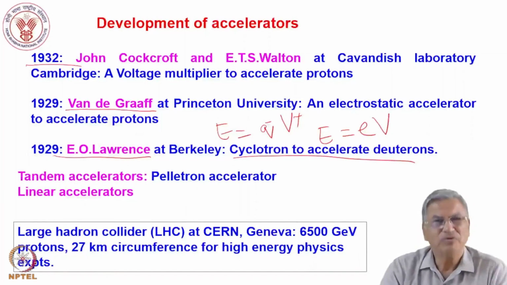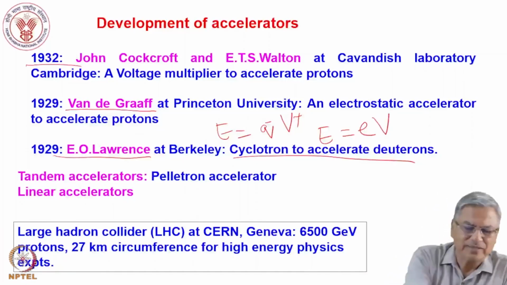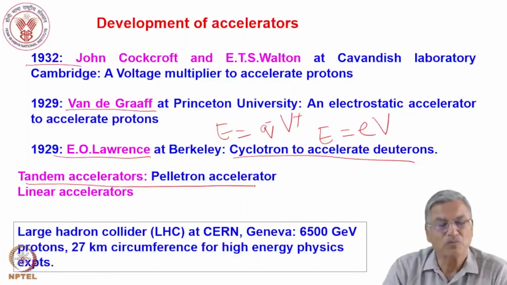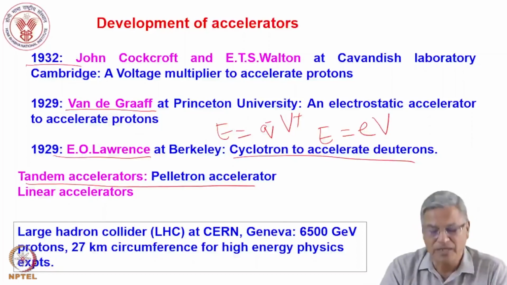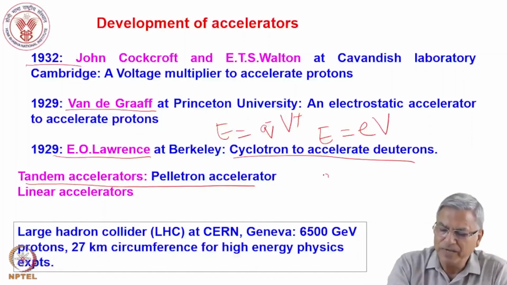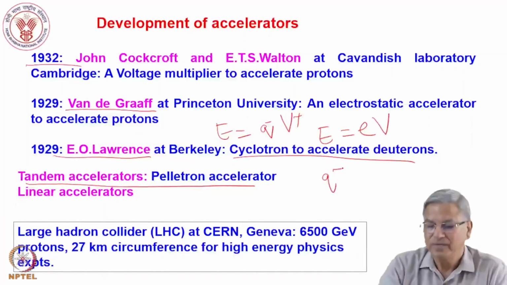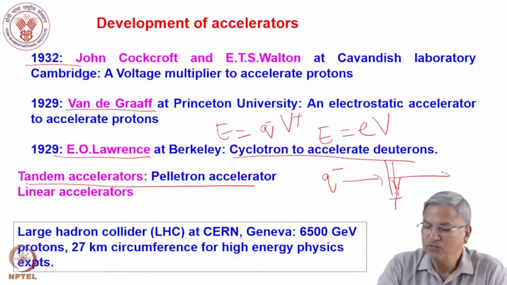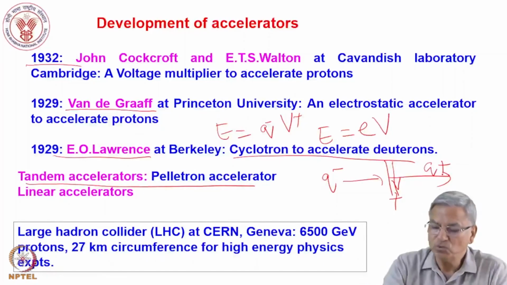Later, in the 1950s, other variants of accelerators became available, one of them called tandem accelerators. Tandem essentially means two-stage. You start with a negative ion, accelerate it to a positive potential, and at this point you put a stripper foil, and then you get a Q plus ion. So it is a two-stage acceleration.